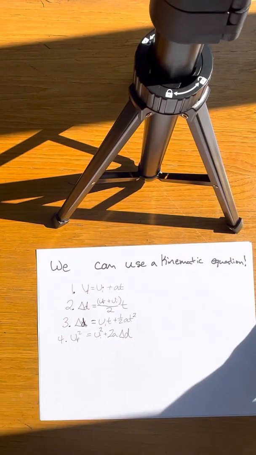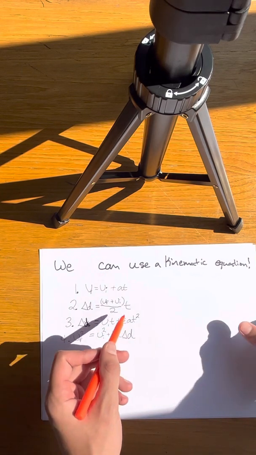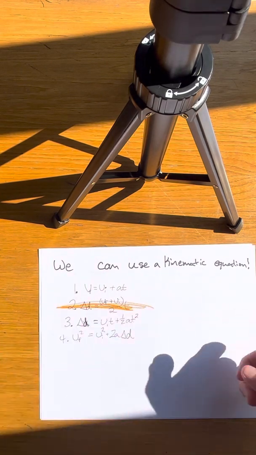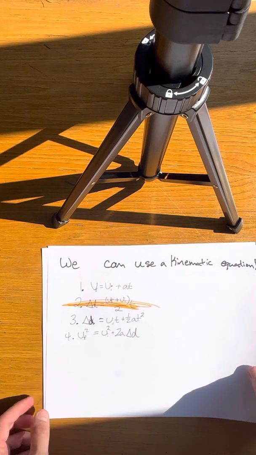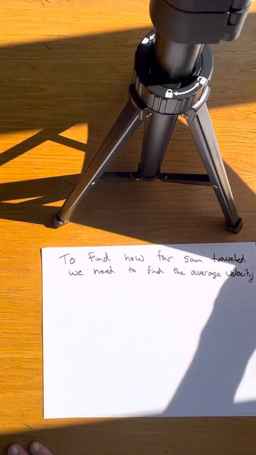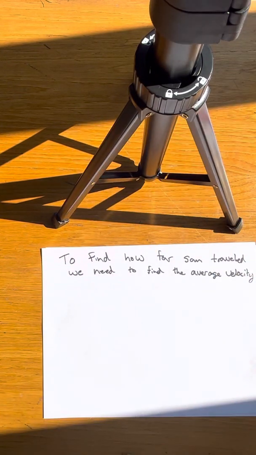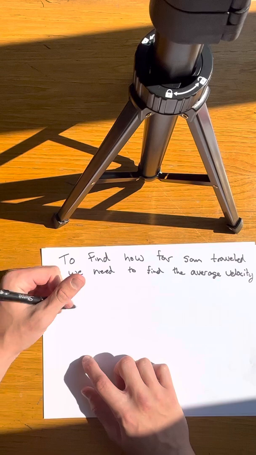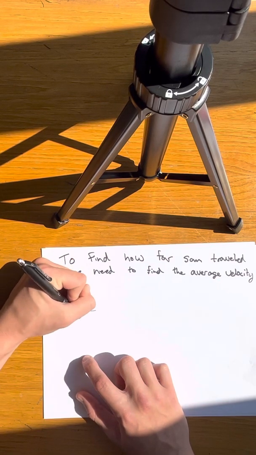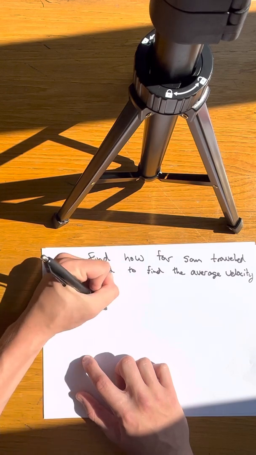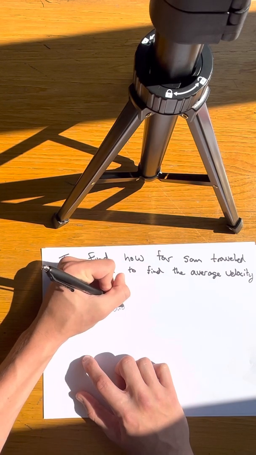So for this problem, we can use a kinematic equation, and since we don't know the acceleration, we're going to use this one. Change in distance equals velocity final plus velocity initial over 2, times t, which is time. To find how far Sam traveled, we need to find the average velocity, which is the velocity initial plus velocity final over 2. That part of our equation is equal to the velocity average.